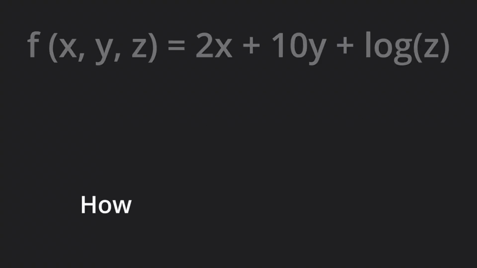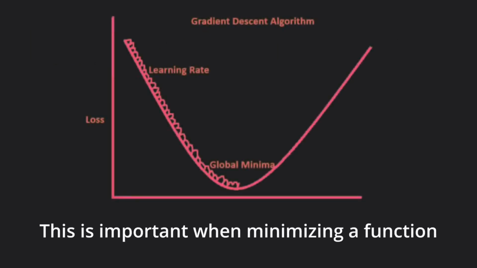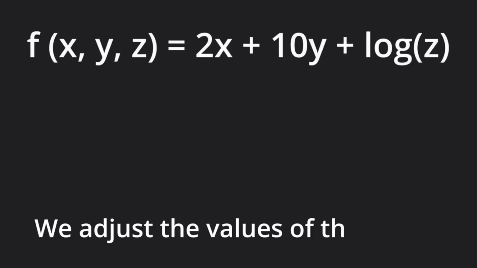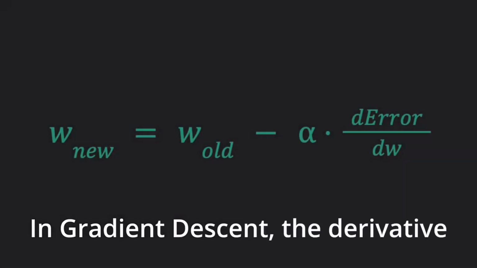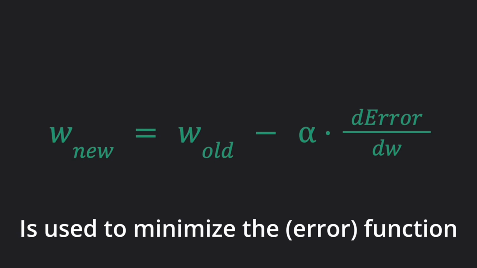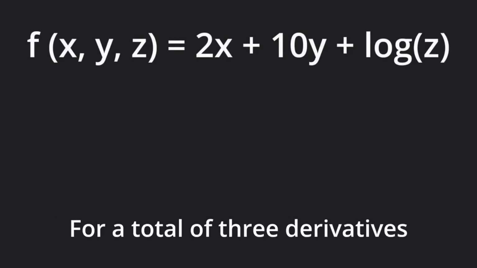Lastly, question 4. How many derivatives does this function have? This is actually important when minimizing a function during training. To find the minimum of a function, we adjust the values of the inputs, in this case x, y, and z. In gradient descent, the derivative of the function with respect to each input is used to minimize the function. That's one derivative for each input, for a total of 3 derivatives.